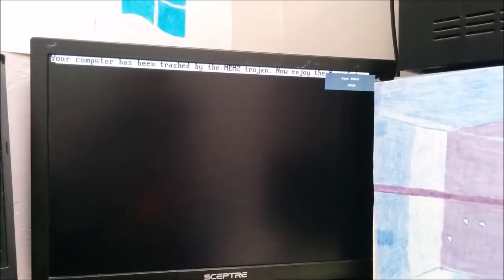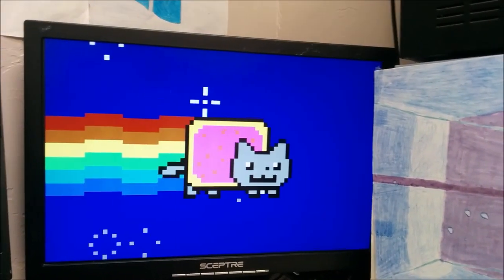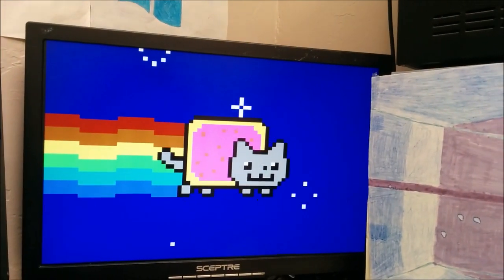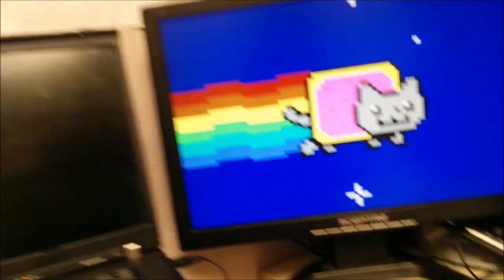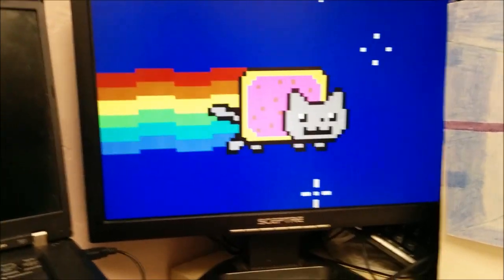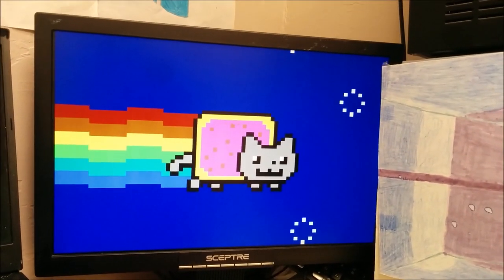And now trying to repair it. We have been trashed by the Memz Trojan, now enjoy the Nyan Cat. I know that's what it says because I've seen this. Oh man, that's wonderful. You go use your computer and you just see this on your screen. You're like, what?